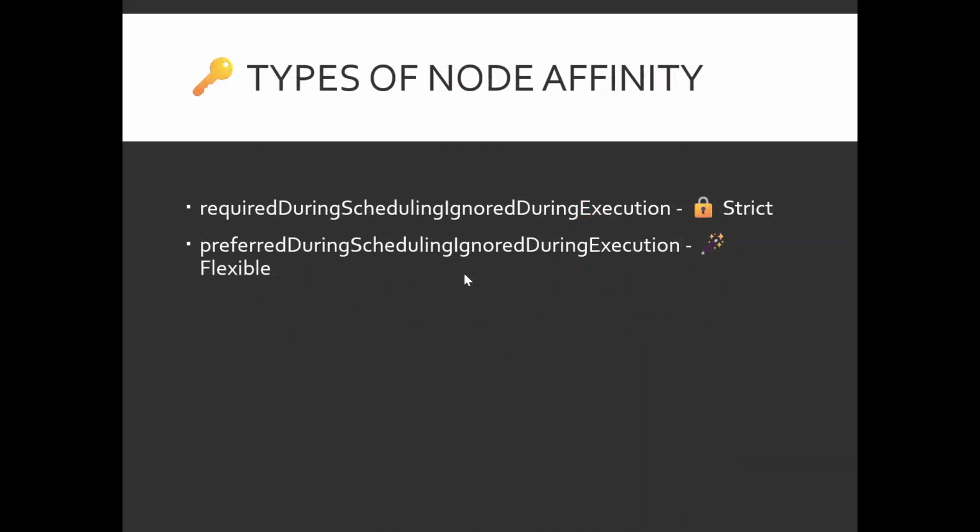As we talked about earlier, there are two types of node affinity. The first one is required during scheduling, ignored during execution. What does it mean? It means the pod must be scheduled on a node that meets the criteria. If not, it stays in pending status. Next is preferred during scheduling, ignored during execution. This means the pod prefers a node that matches, but will settle for others also.